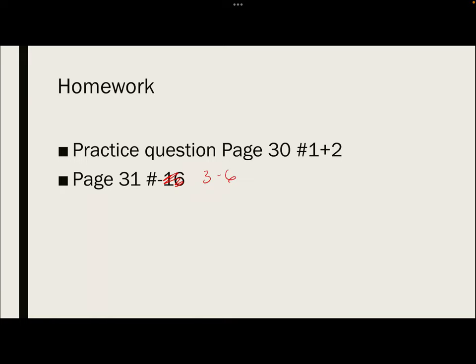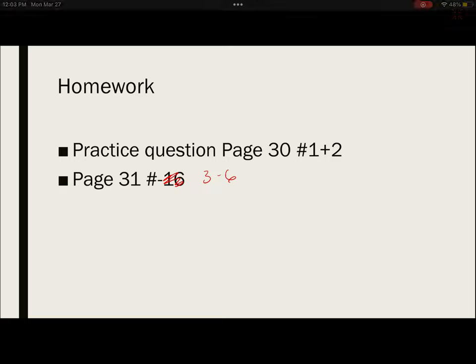So we're going to work on the following questions. In our textbook, this kind of messed up for some reason. So it's page 31, number 326.